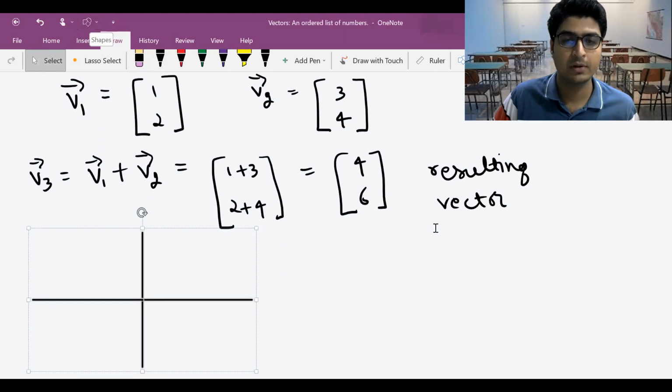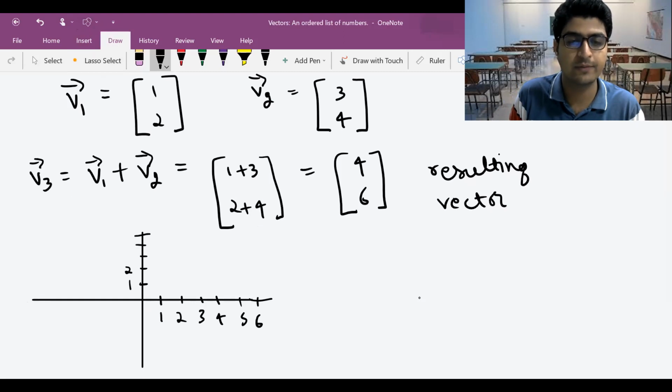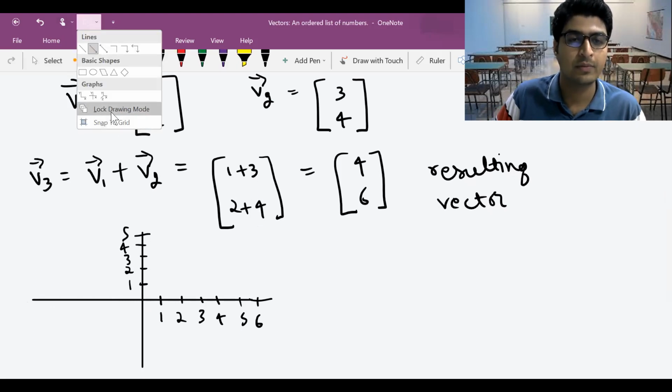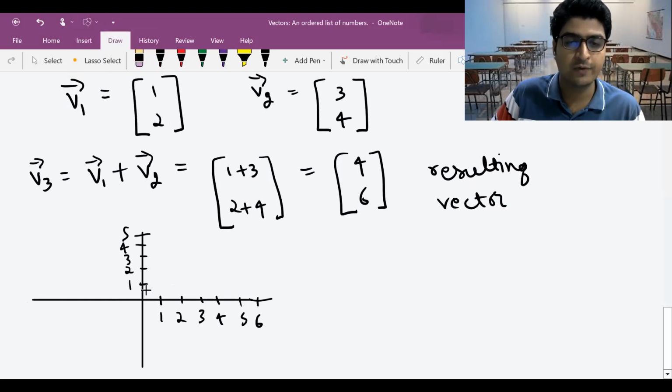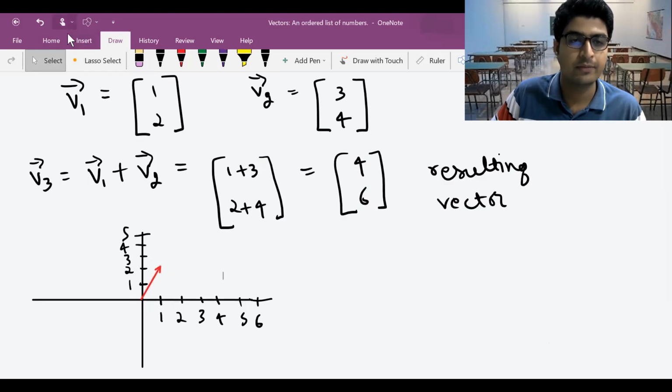Okay, so 1, 2. Let me take these 1, 2, 3, 4, 5, and 6, and similarly 1, 2, 3, 4, 5. Let me take the two vectors here. So 1 comma 2 means x is 1 and y is 2. And the second vector will be 3 comma 4. So I need to add these two vectors.